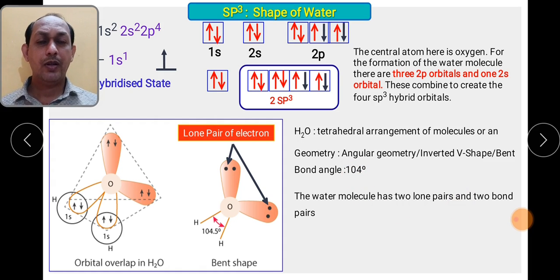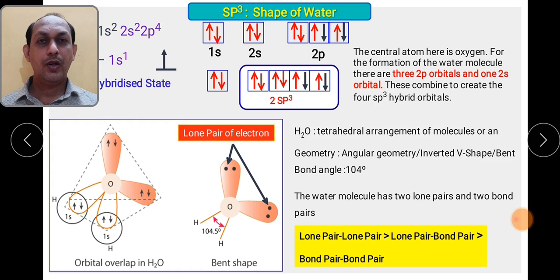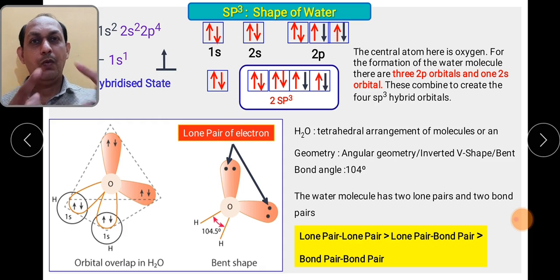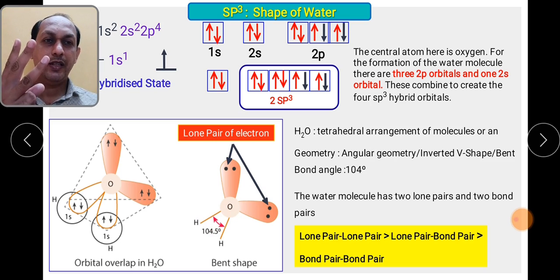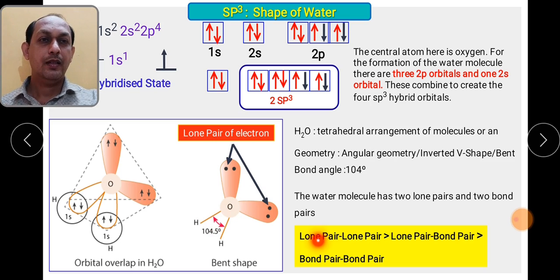So if somebody asks you what is the reason for the lesser bond angle in water as compared to methane? If you see the water molecule, there are three kinds of repulsion, because how many types of electrons are there? One is the lone pair of electrons, these two are the lone pairs, and these are the bond pairs of electrons. So there are three kinds of repulsions which exist: repulsion between lone pair and lone pair, between lone pair and bond pair, and between bond pair and bond pair.